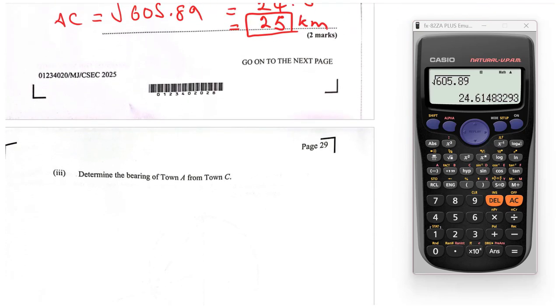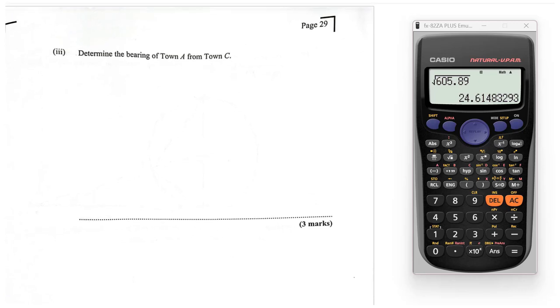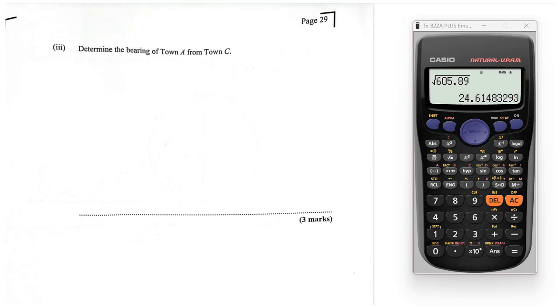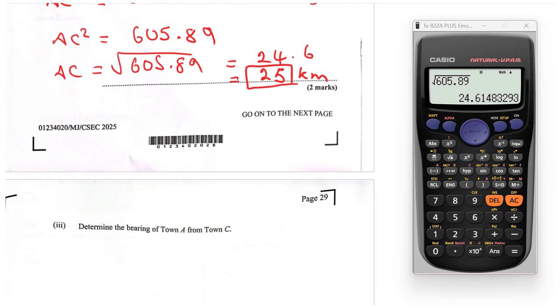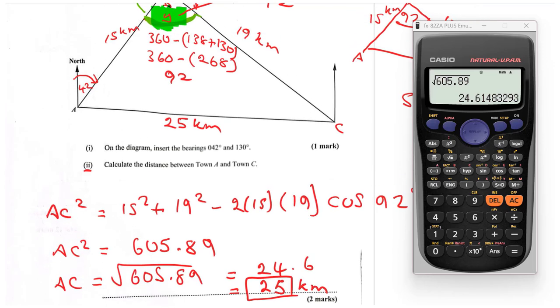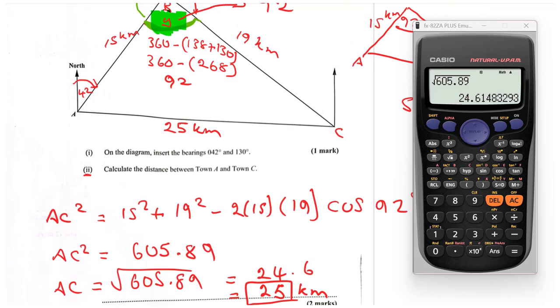Alright, so let's look at the next question. Here it says, determine the bearing of town A from town C. So let's go back up to the diagram. Now C comes after the from, so we're starting at C, and we're moving clockwise until we touch the line that connects A and C. So this is the bearing that we need to find.